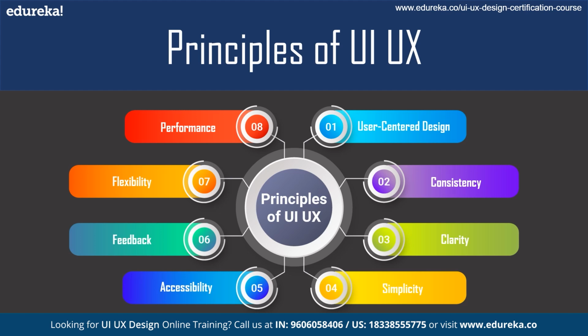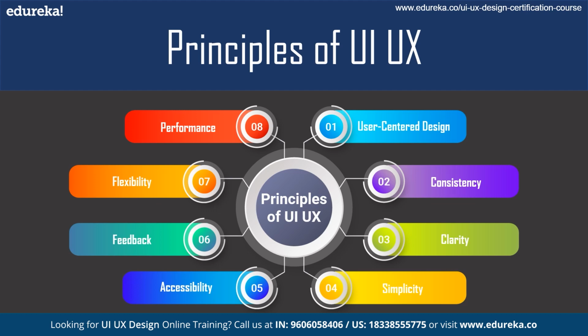Next thing is consistency. Consistency in UI and UX design is important for creating a predictable and easy to use interface. Elements such as typography, colors, and layout should be consistent throughout the product that the users are using. Next thing is clarity. The UI should be clear and easy to understand, with a clear hierarchy of information and a logical flow. Users should be able to easily find the information they need and complete tasks without any confusion.